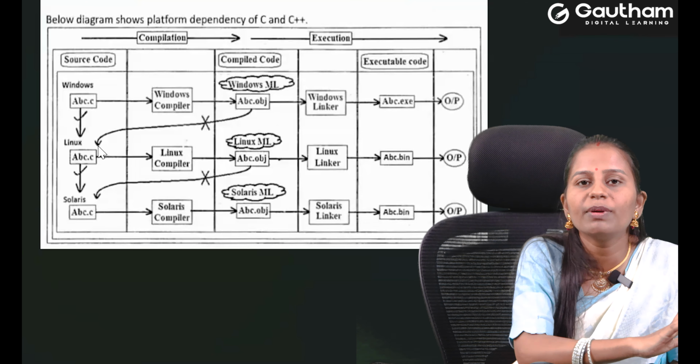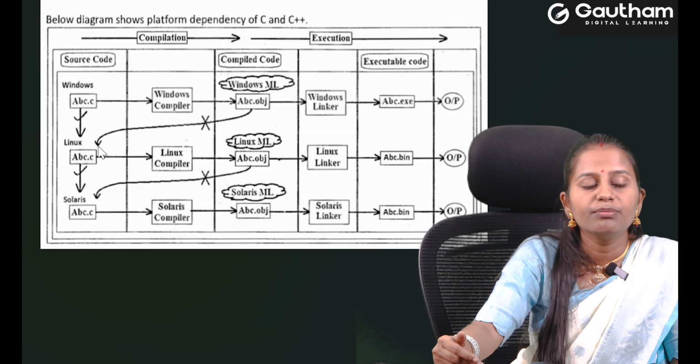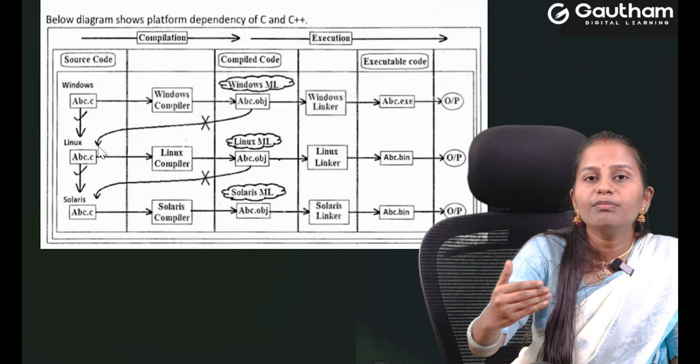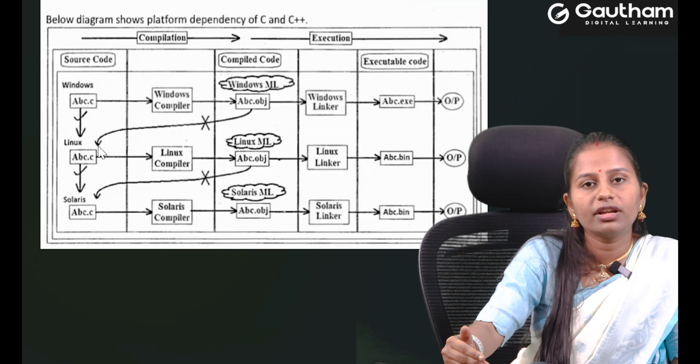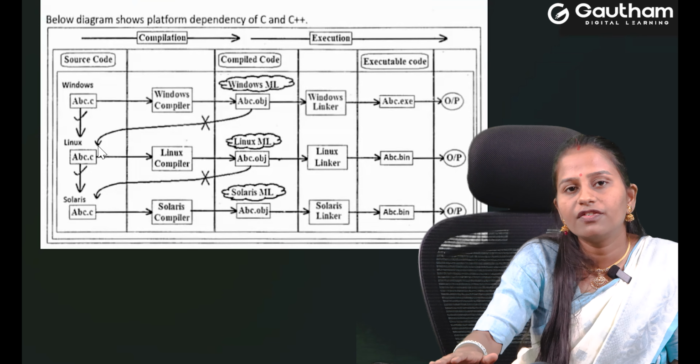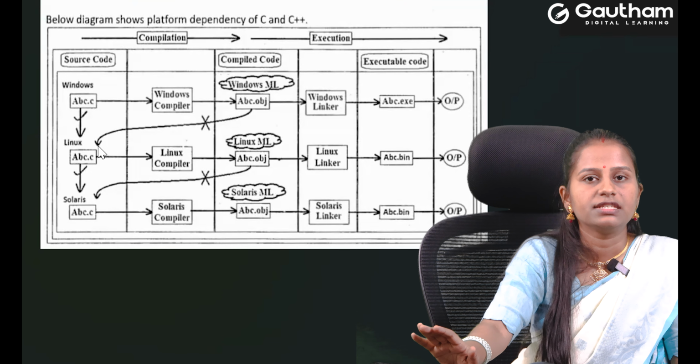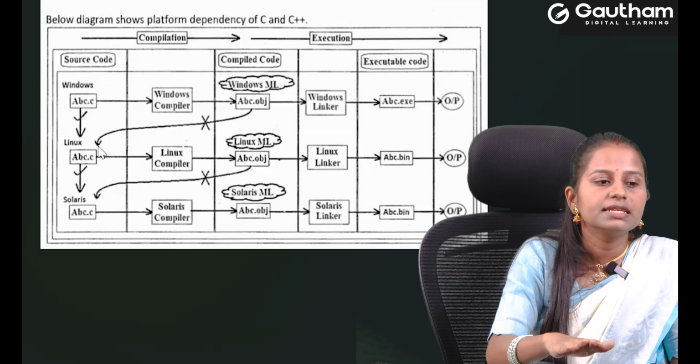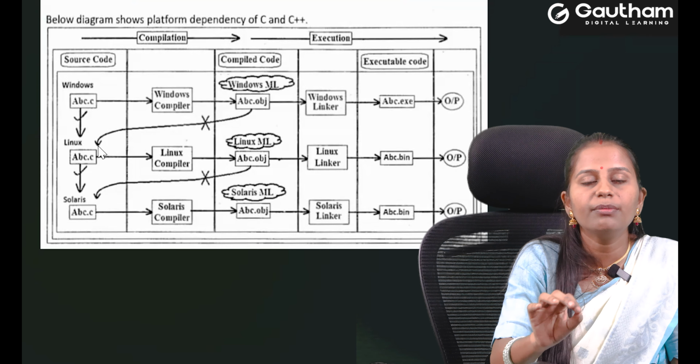So why are C++ languages platform dependent? Simply because at the time C++ languages evolved and were developed, the internet was not in existence. That is the reason C++ languages are completely platform dependent. Great. I hope this is clear. In the next video we will discuss how Java is platform independent, how it achieved platform independency.